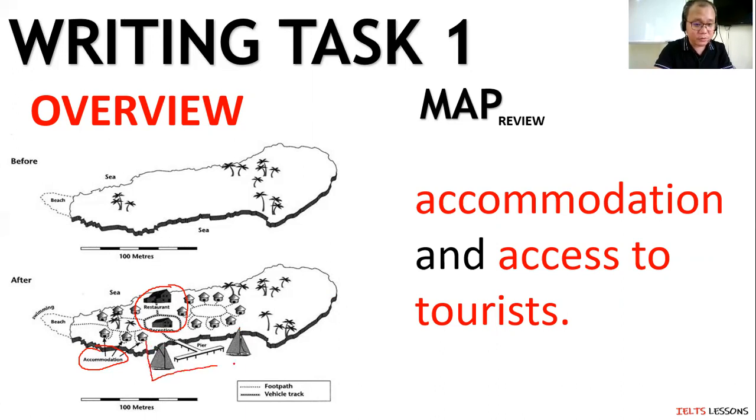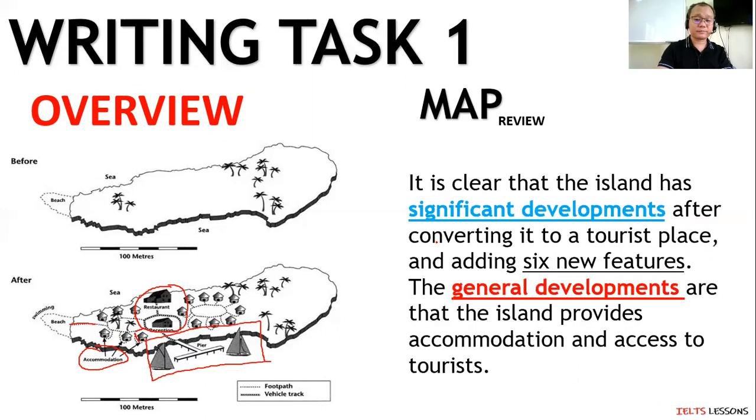So if you have to underscore this one, this is access to tourists because there is a pier. And there's also a footpath and vehicle track. So it has provided access to tourists. Therefore, our introduction here is, it is clear that the island has significant developments.